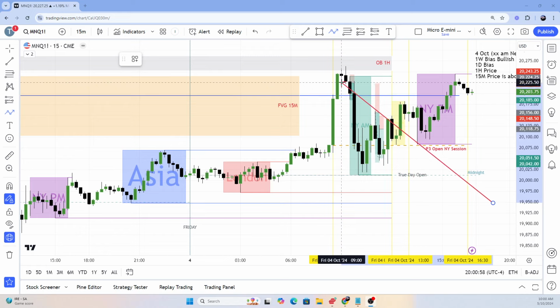So what does that mean? Does that mean we don't take any trade? Well, not exactly. What that means is now we need to react to what the market is telling us, react to the price action. So what we did was we waited till the 9:30 a.m. open, right?